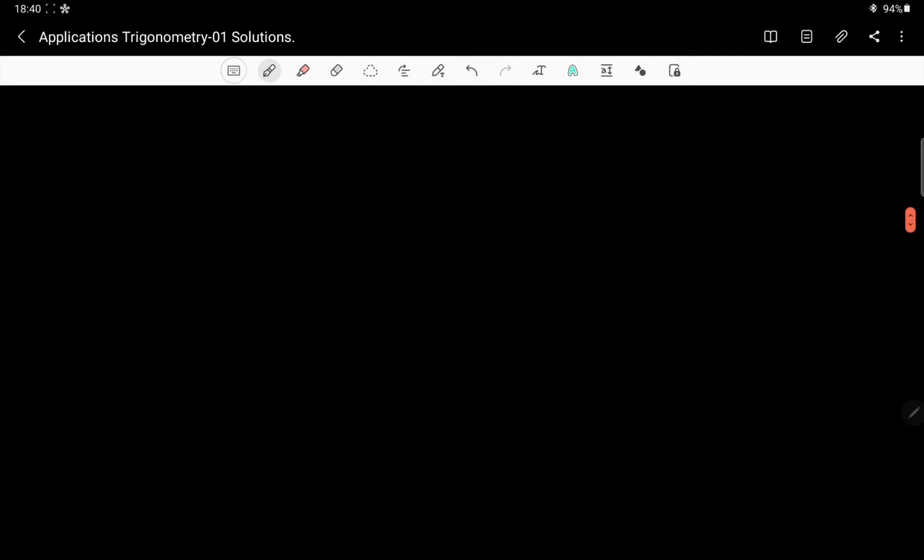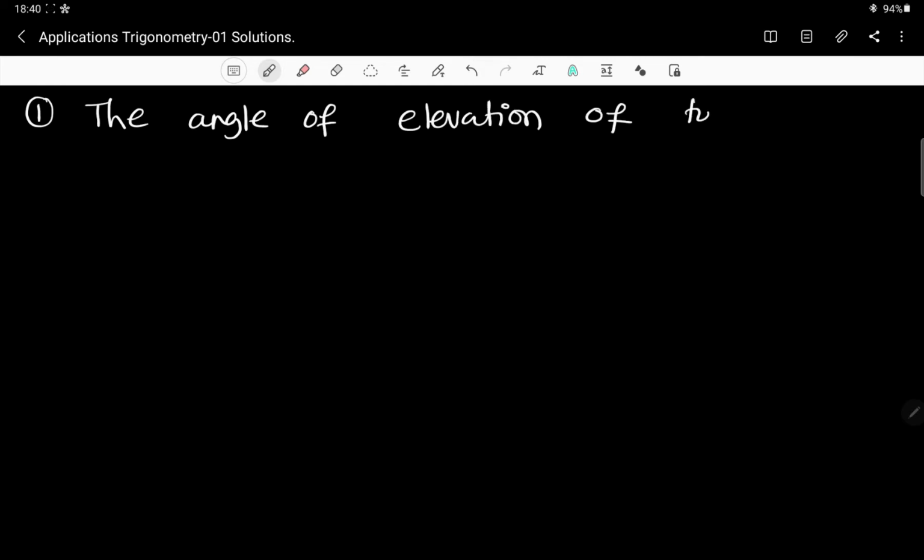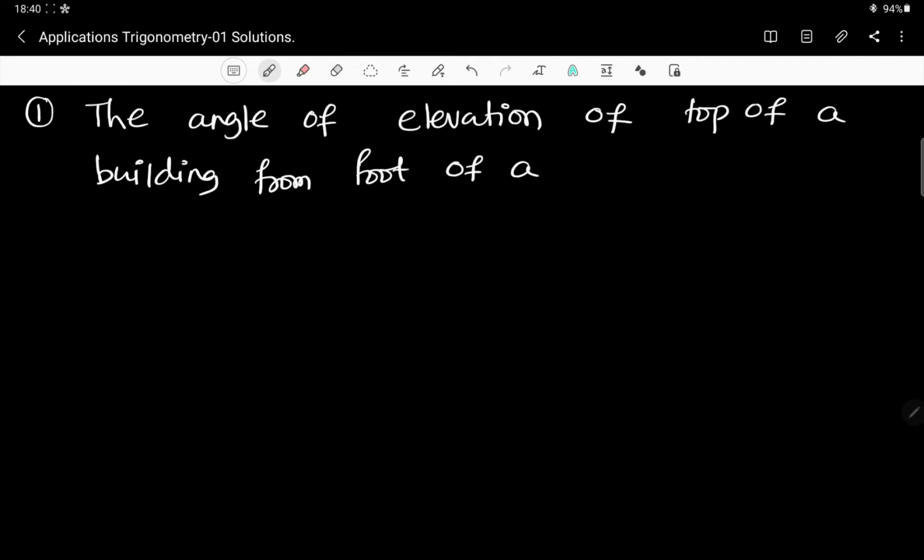All right, here is the first question. That first question is, please write it down. The angle of elevation of top of a building from foot of a tower is 30 degree. First write the question, then we will visualize it.